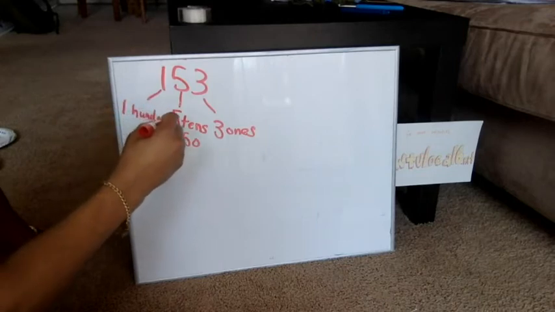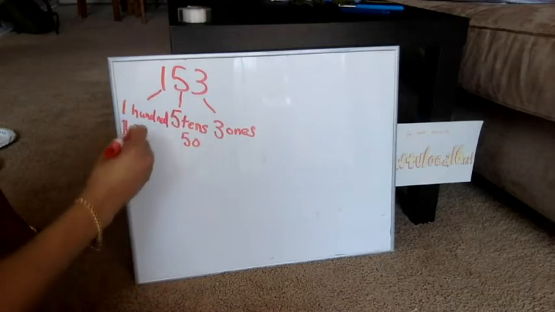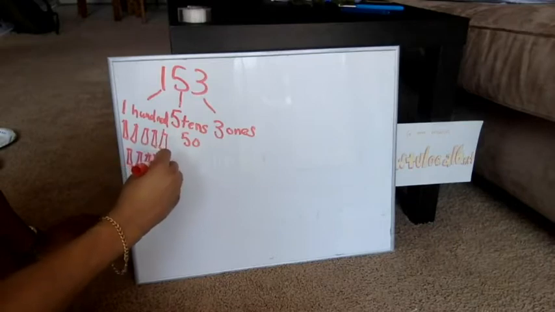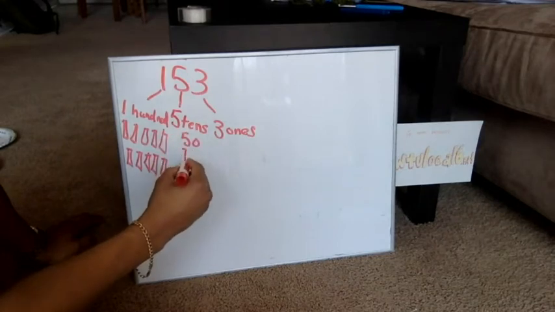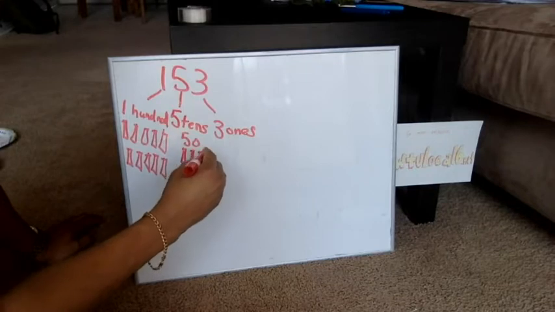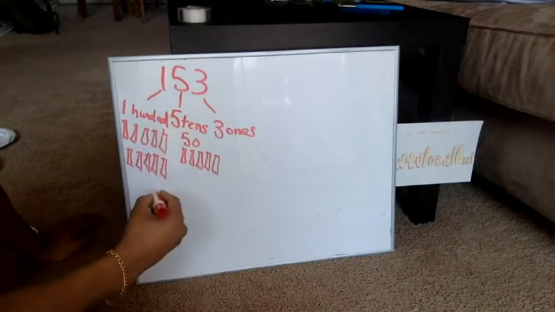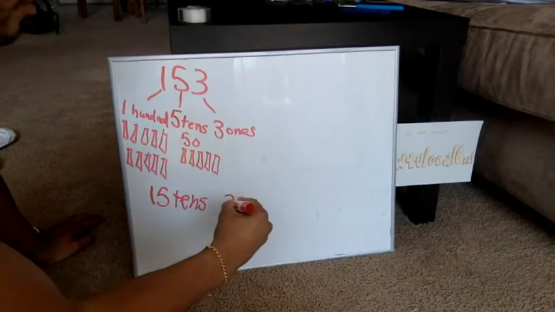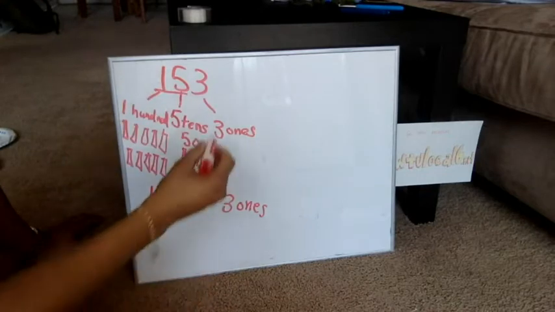100. Now with this 100, from our skip counting, we know that it's 10, 20, 30, 40, 50, 60, 70, 80, 90, 100, which is 10 tens right here. And these 5 tens will be 1, 2, 3, 4, 5 tens. If we count how many tens we have in all right here, it's actually 15 tens and 3 ones. So 15 tens and 3 ones.